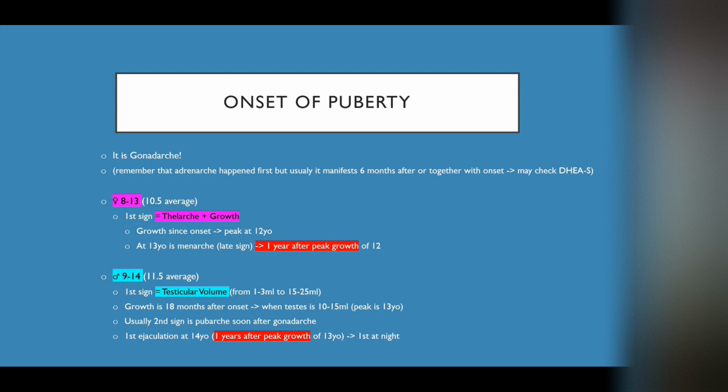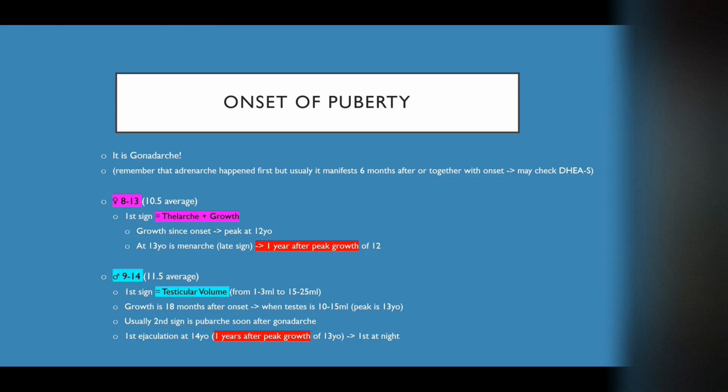Onset of puberty: we set the age, and we set what the first sign is. Thelarche in females and growth, while in males it's only testicular volume. One year after peak growth is your menarche, and one year after peak growth is your ejaculation. They are one year apart because of the puberty.